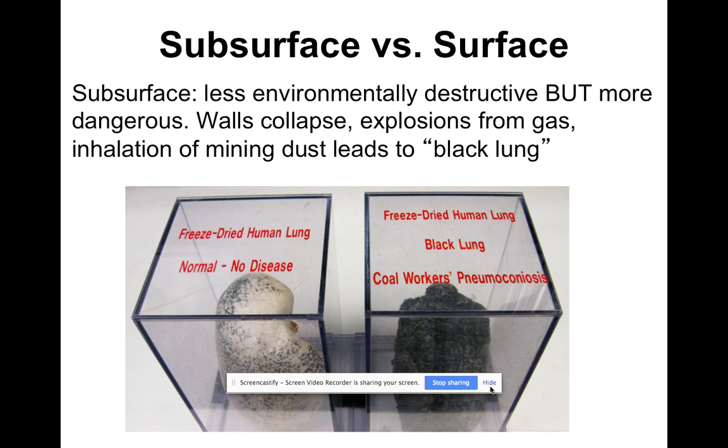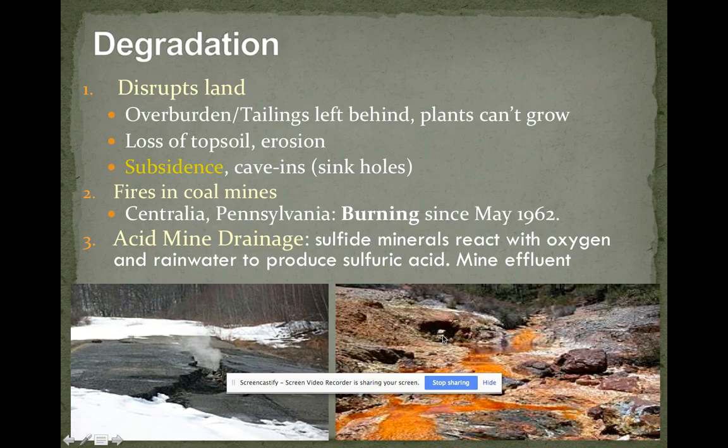I'm not destroying the top surface, basically all of my wildlife and my plants and animals. But I can have collapses happening, explosions from gas leaks. My mining workers will be inhaling mine dust. If it's coal dust, that can lead to black lung. So here's a picture of a lung from a coal worker that had black lung.